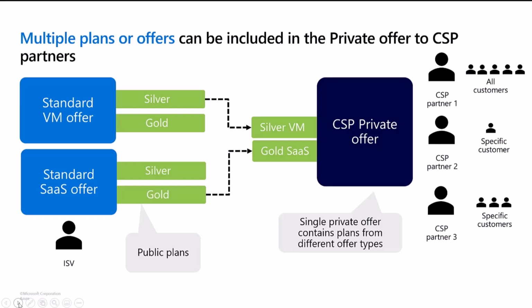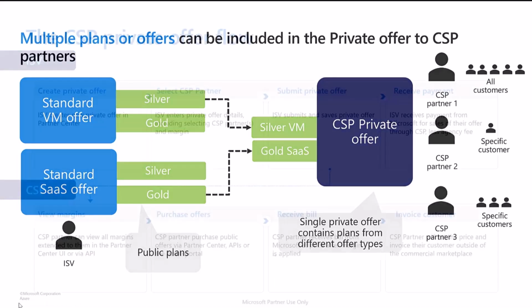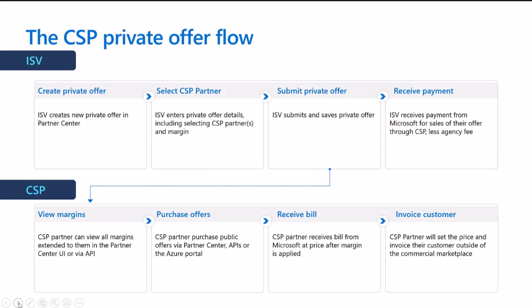You can set it up for multiple CSP partners. There's many ways to configure private offers. Okay, so let's go through the private offer flow. There are 2 personas here. One is the ISV, so the upper portion of this flow, and then the lower portion is the CSP.